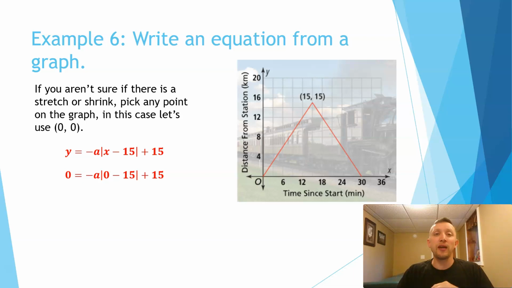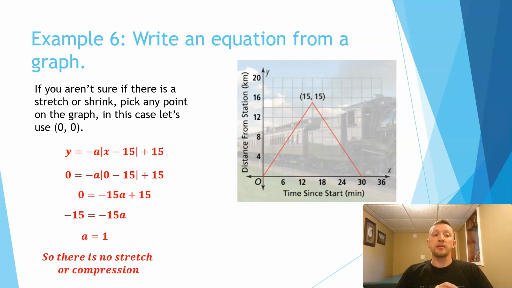And now let's simplify the right side. If I take 0 minus 15, I get negative 15, but the absolute value of that is a positive 15. And negative a times 15 is negative 15a. Okay, so that's all in one step. Now I'm going to subtract 15 from both sides. And then lastly, I could divide by negative 15, and I would get a is 1. So what does that tell us? That tells us that there is no stretch, there is no compression here, because our a value is 1. If a was 2, well then we would just put 2 in the equation. Okay, so that's all we got to do.